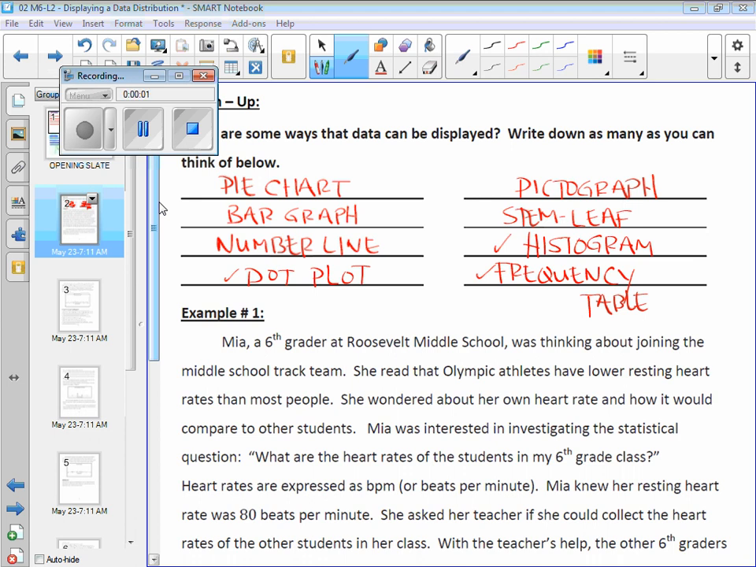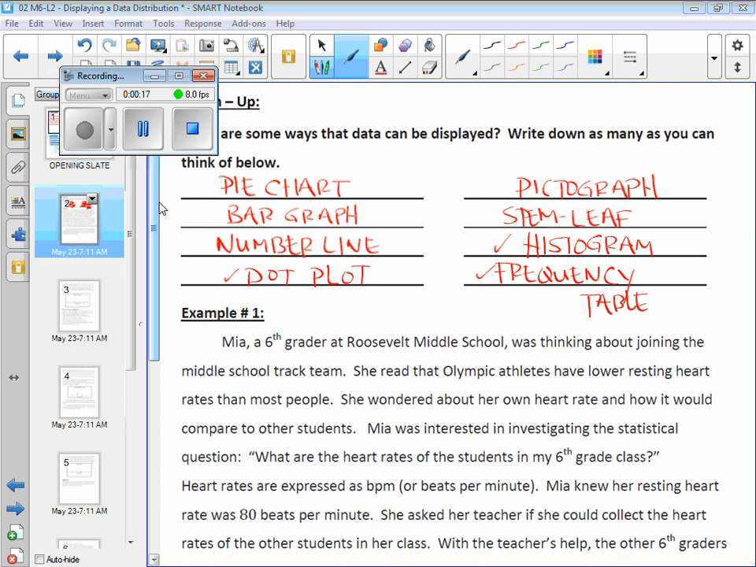Mia, a sixth grader at Roosevelt Middle School, was thinking about joining the middle school track team. She read that Olympic athletes have lower resting heart rates than most people. She wondered about her own heart rate and how it would compare to other students.